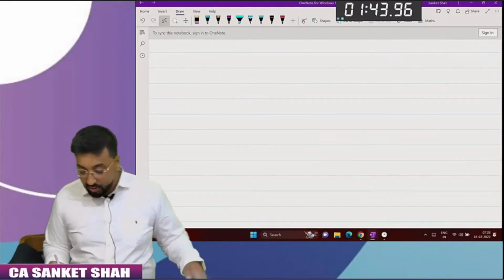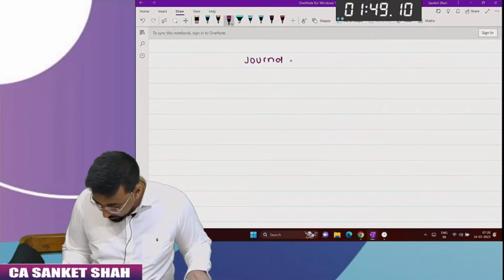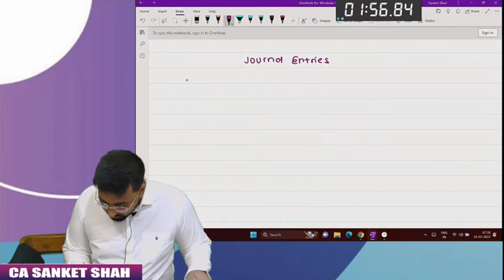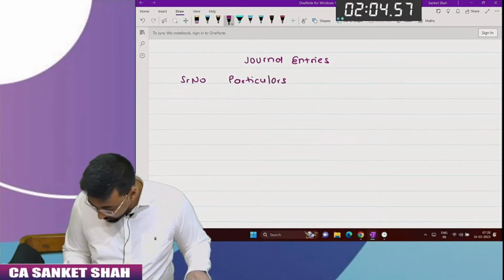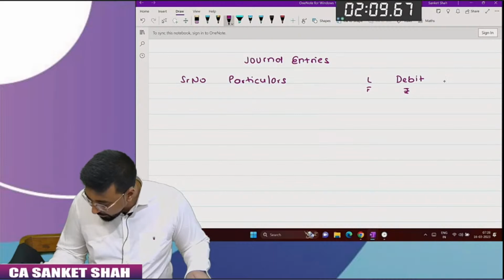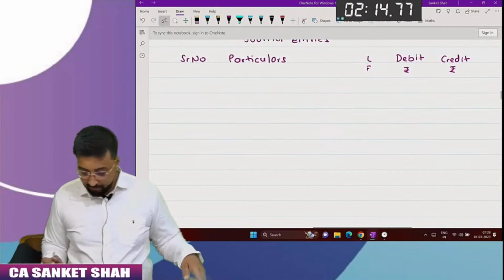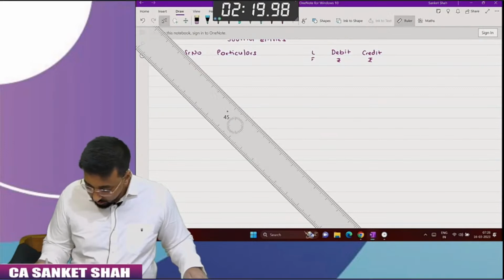First of all, write down the journal entries. We will solve it with time. Serial number, particulars, LF, debit rupees, credit rupees. Okay. Draw the format of one page.